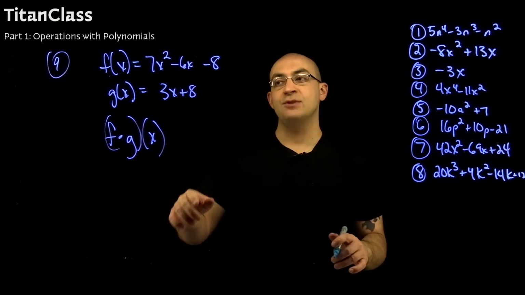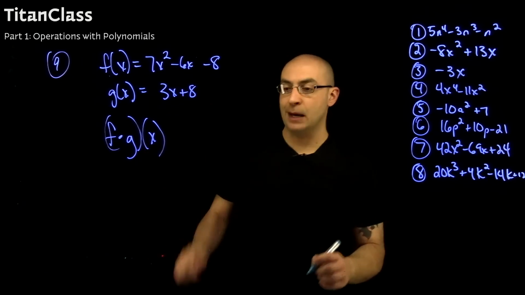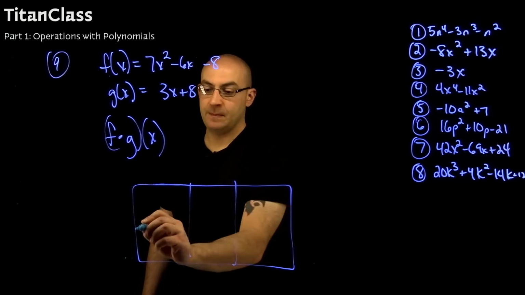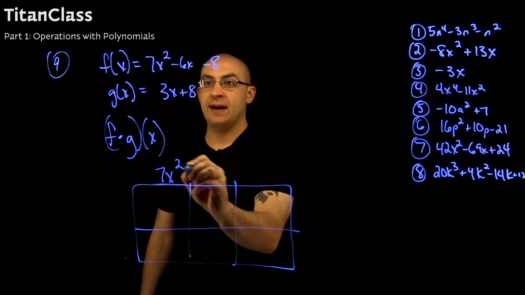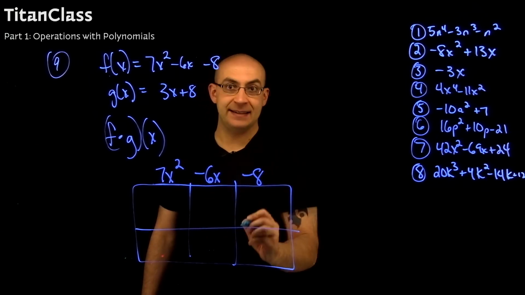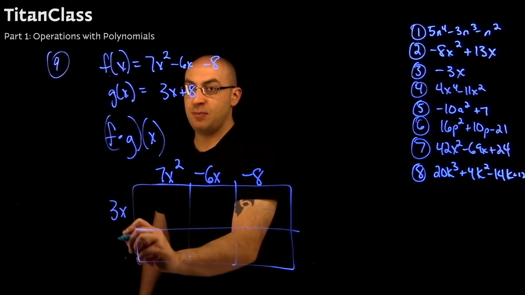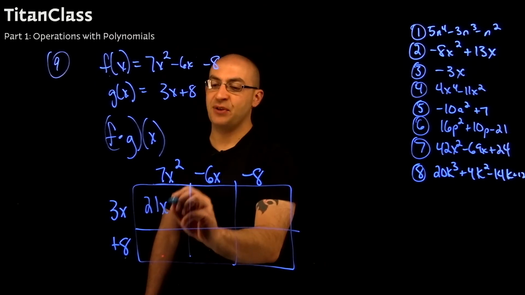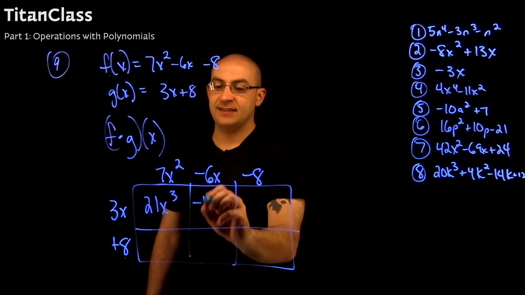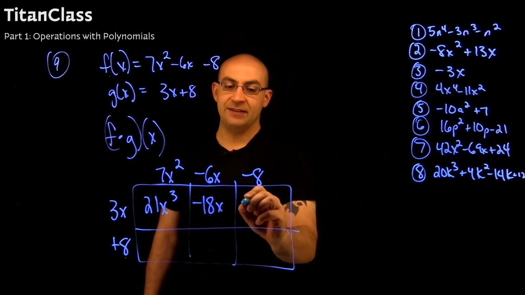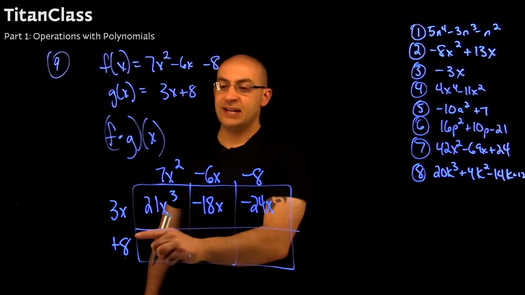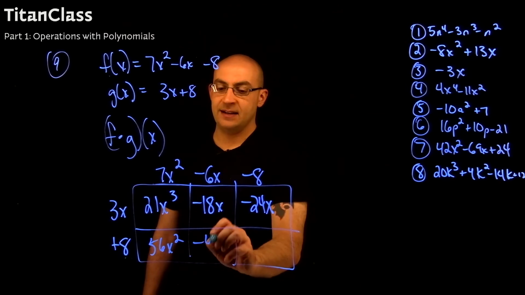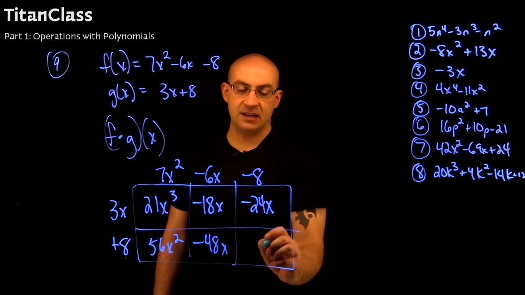So I'm gonna multiply f times g, and whenever we multiply, we are gonna use the area model. So let's go ahead and do that. So our area model again is gonna be a 3 by 2. So 7x squared minus 6x minus 8, and then 3x plus 8. 3x times 7x squared is 21x to the third. 3x times negative 6x is negative 18x squared. 3x times negative 8 is negative 24x. 7x squared times 8 is 56x squared. Negative 6x times 8 is negative 48x. And negative 8 times positive 8 is negative 64.